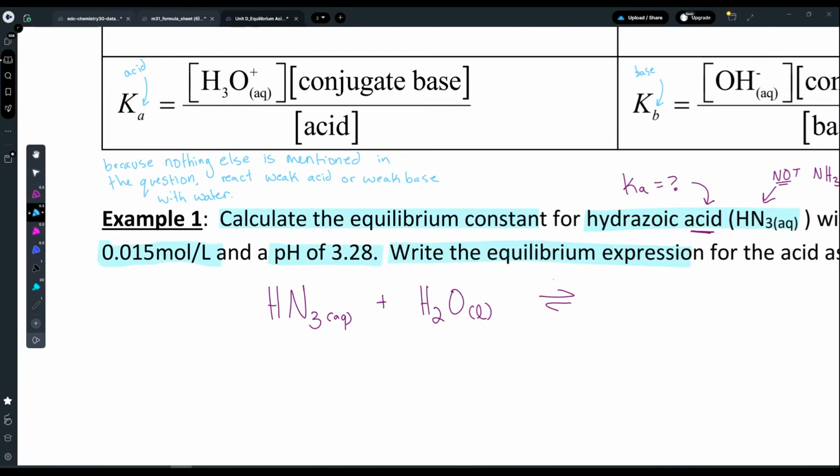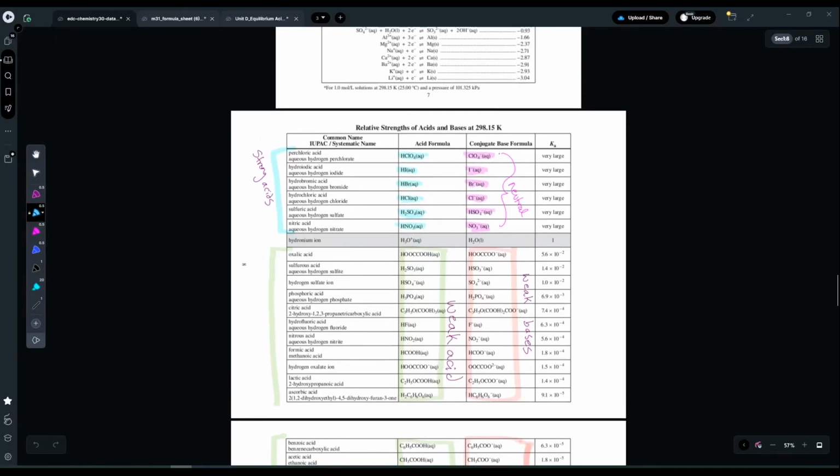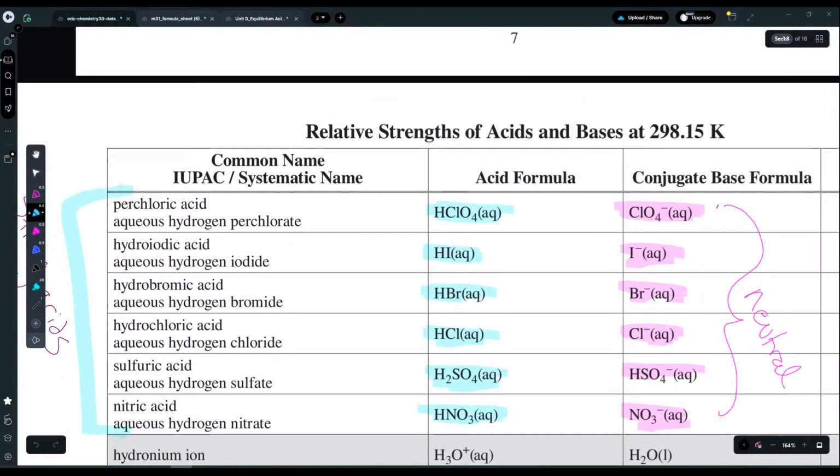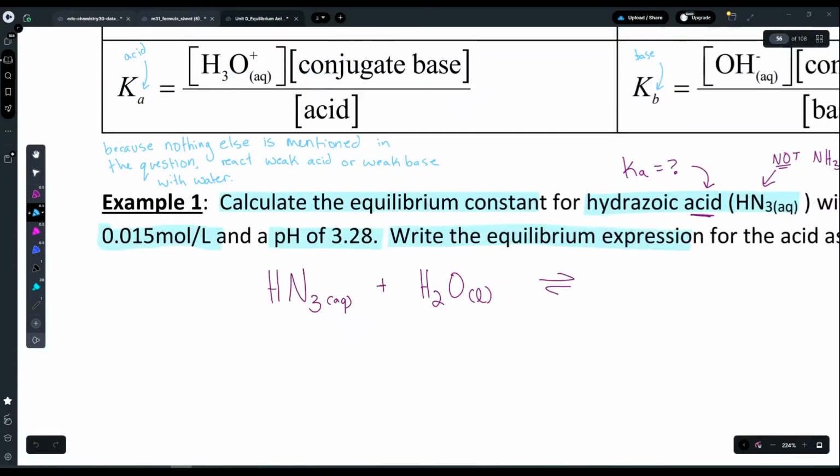The reason why I use these equilibrium arrows is that hydrazoic acid, if you look on page 8 of your data booklet, isn't one of your strong acids. Therefore, it is a weak acid, and whenever you have a weak acid, you're always going to use these equilibrium arrows there.